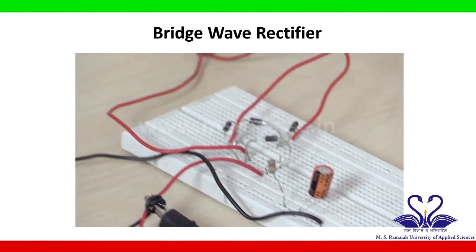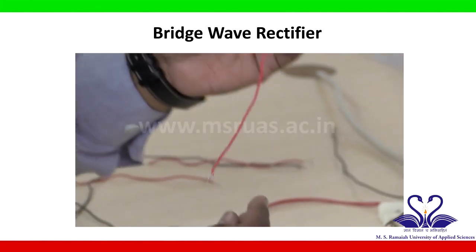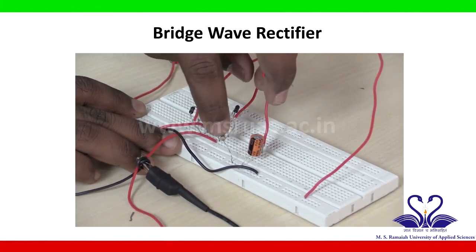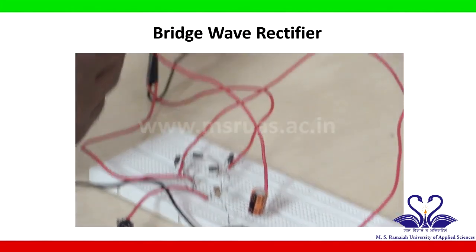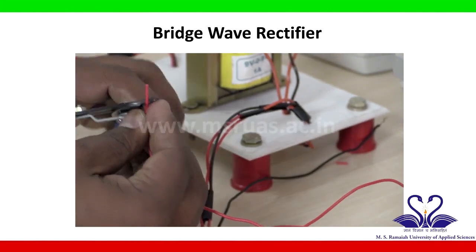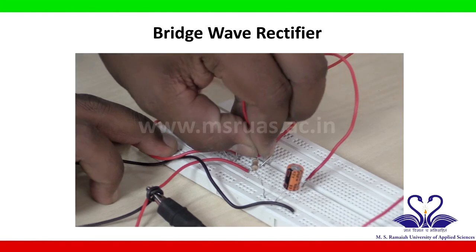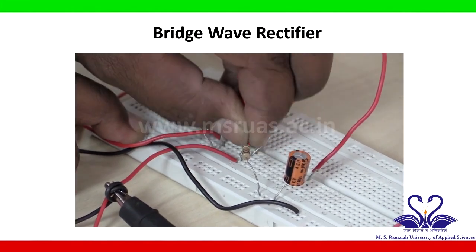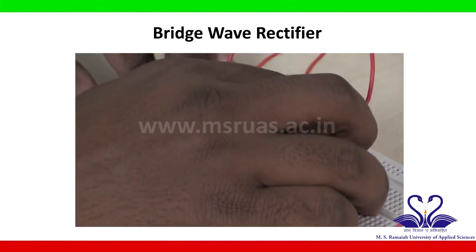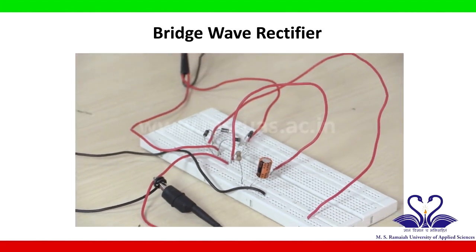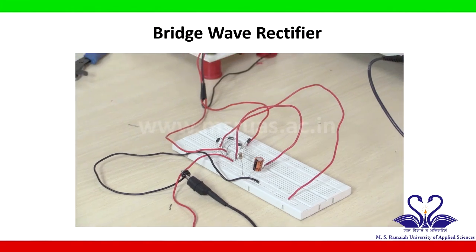This wire is not enough, so I will connect somewhere in the breadboard first. And I will take a wire. This end I want to connect to this point of the resistor. So take a wire and connect through the wire. This end is connected to this terminal of the resistor. Now we are done with the circuit connection of a bridge wave rectifier with capacitor filter.